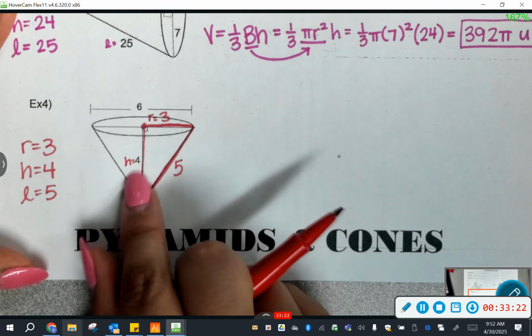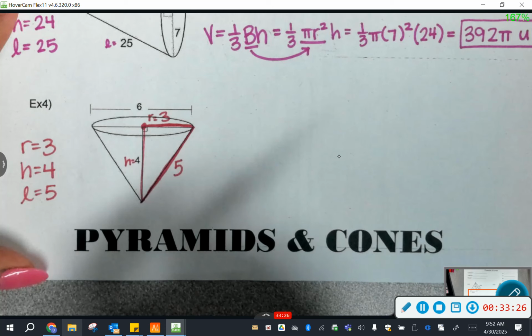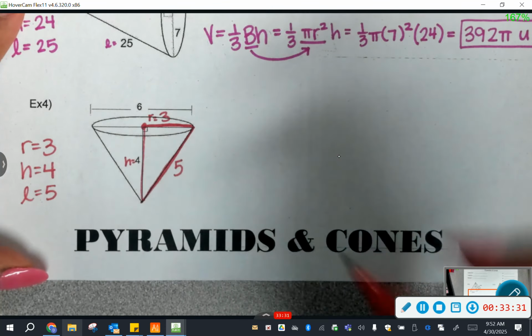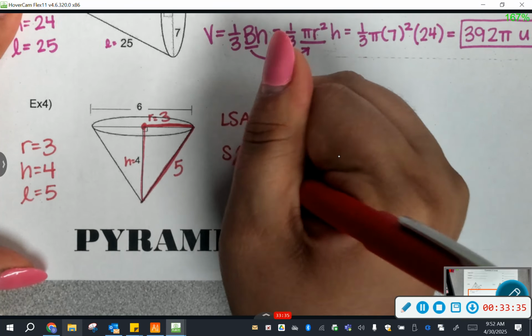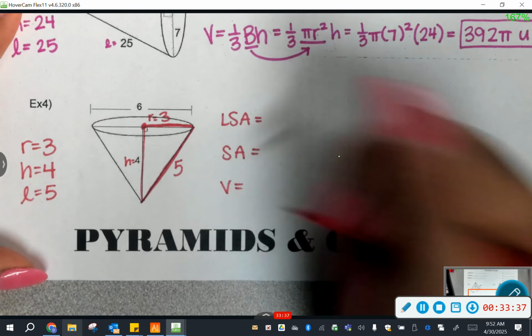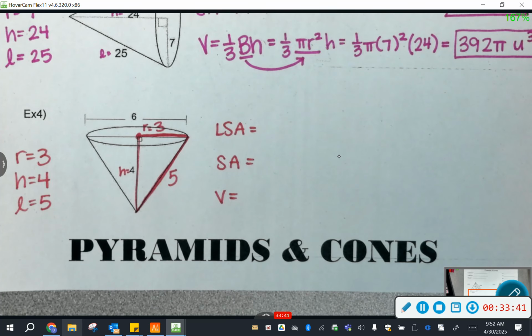Y'all need to memorize 3, 4, 5. If you didn't memorize that, what could you do? Pythagorean theorem. I'm going to give y'all 2 minutes. I want you to find all the information here. Go. Plug into these formulas and find out the information.